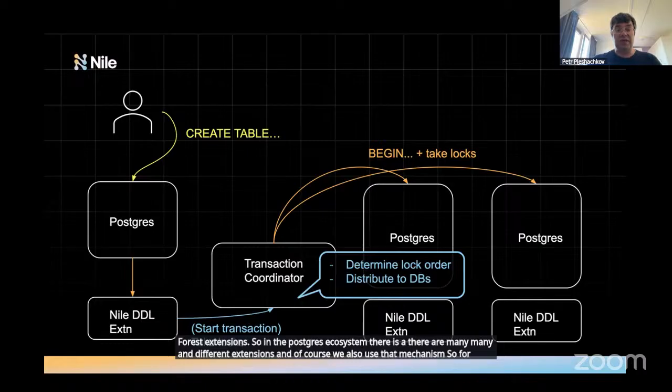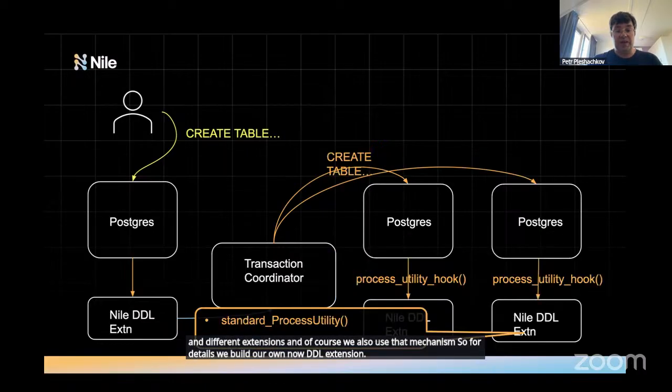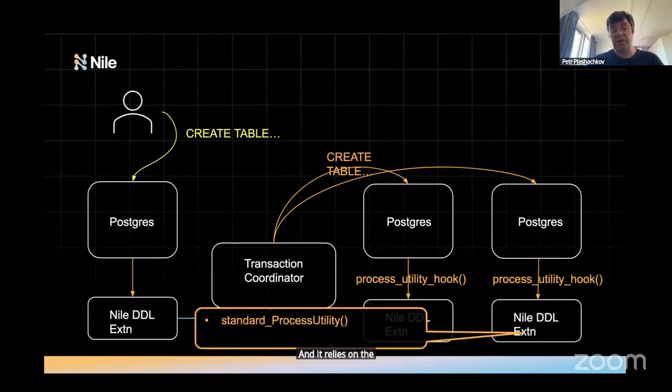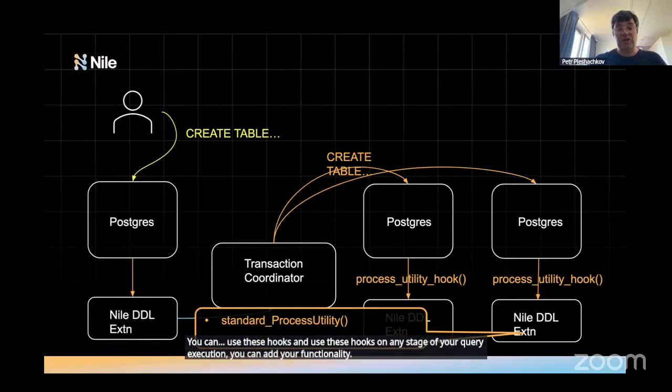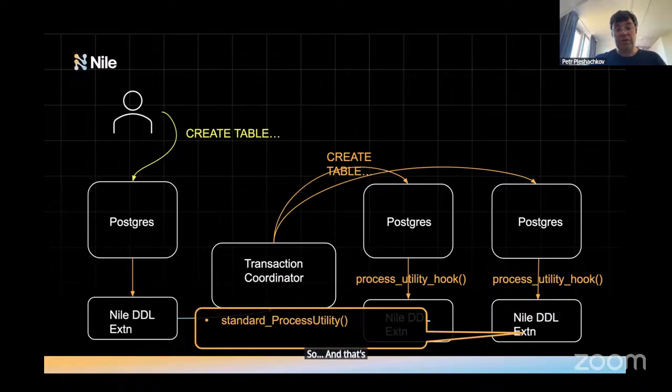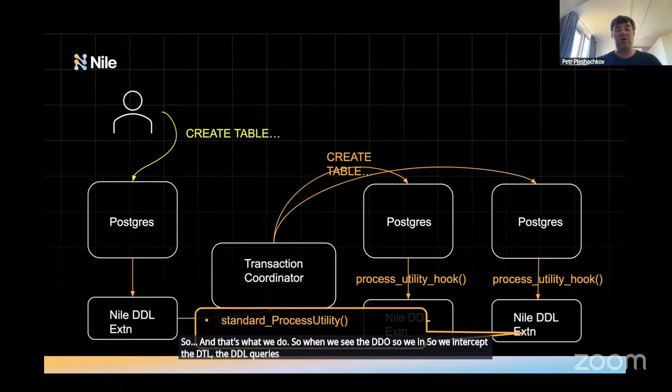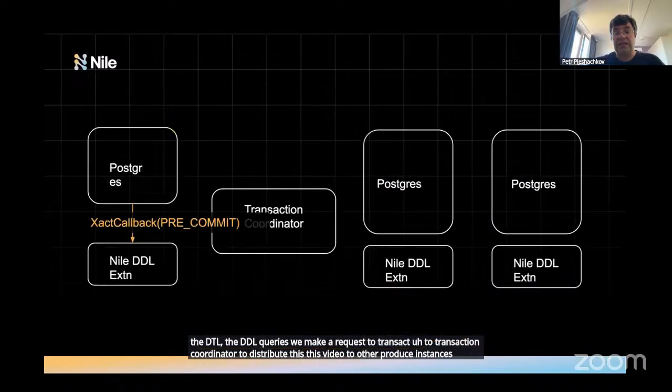So for DDLs, we built our own Nile DDL extension, and it relies on the process utility hooks of Postgres, so that at every step in Postgres, you can use these hooks, and on any stage of your query execution, you can add your functionality. So that's what we do. When we see the DDL, we intercept the DDL queries. We make request to transaction coordinator to distribute this DDL to other Postgres instances where the tenants reside.